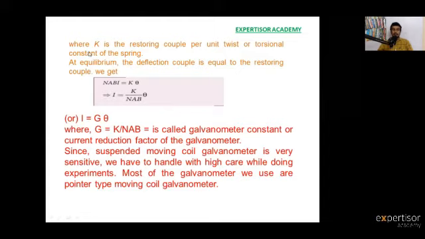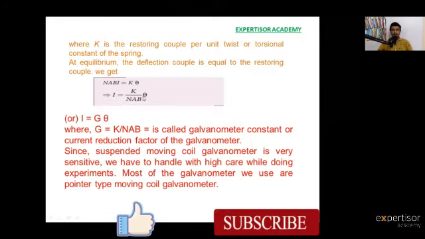Here K is the restoring couple per unit twist, or the torsional constant of the spring. At equilibrium, the deflection couple is equal to the restoring couple. So NABI is equal to K theta. Here I is equal to K divided by NAB into theta, so I is equal to G into theta, where G is equal to K divided by NAB, the galvanometer constant or current reduction factor of the galvanometer.